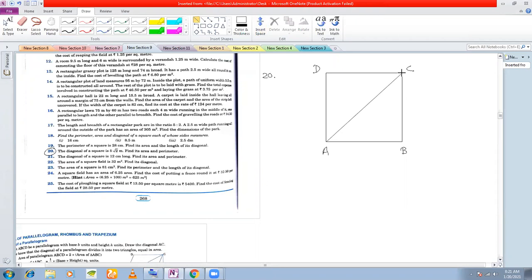Any diagonal you can draw. You can draw the other diagonal also, BD, no problem. So this is 5 root 2 meter, length of this diagonal. Question is, find the area and perimeter. Okay. Now you know that the length of the diagonal of a square is a root 2, if each side of the square is a. So that is why we assume let each side of the square be a.